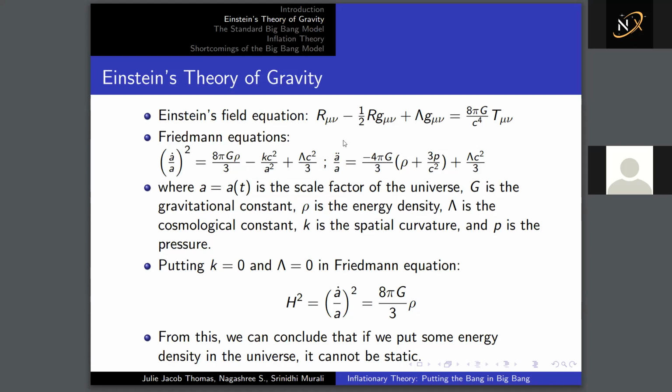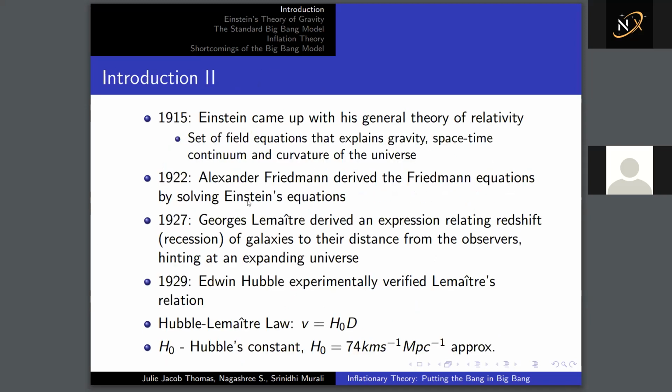Here, in the second equation, we have a double dot. A double dot basically gives the acceleration of the universe. Now, why do we think the universe is accelerating? That was actually experimentally verified. In 1927, Georges Lemaitre derived an expression which related the velocity of galaxies receding away from us to their distance from us. It was given by this equation here, which is the Hubble-Lemaitre law.